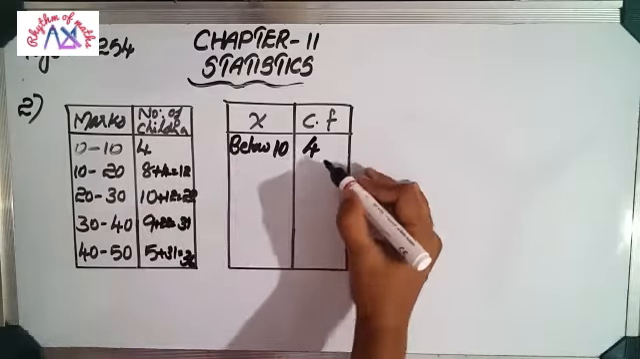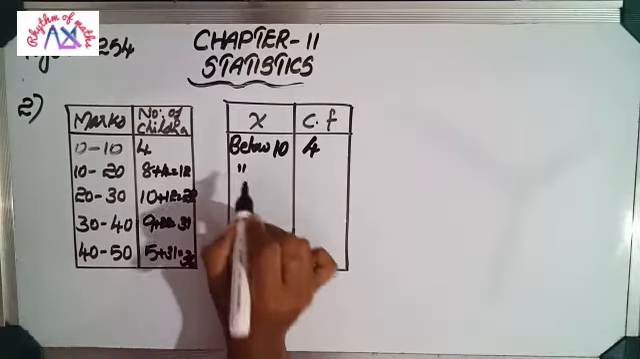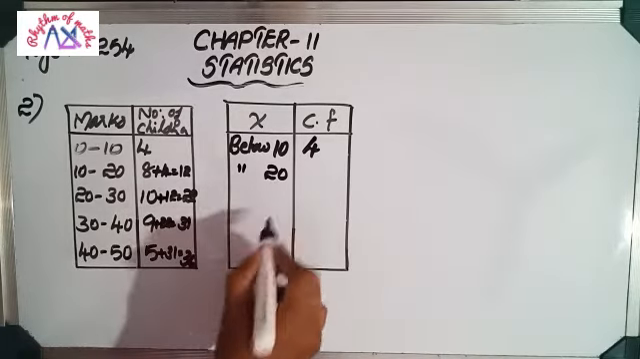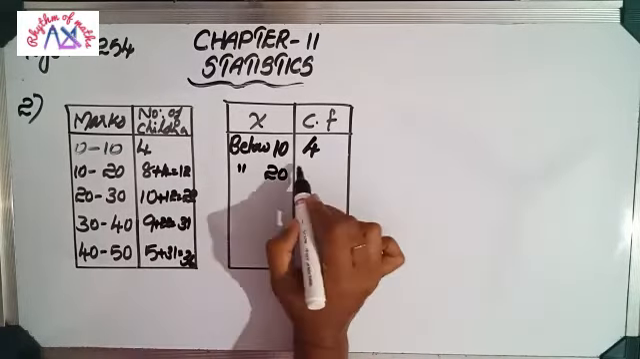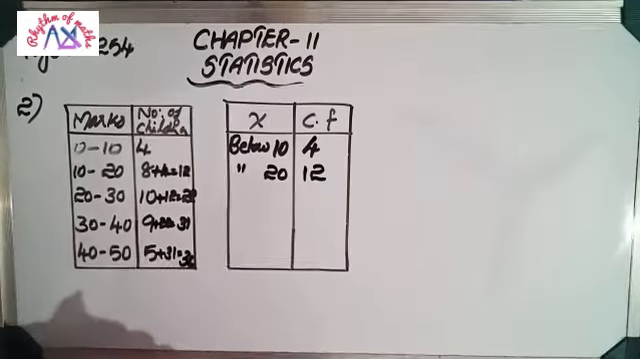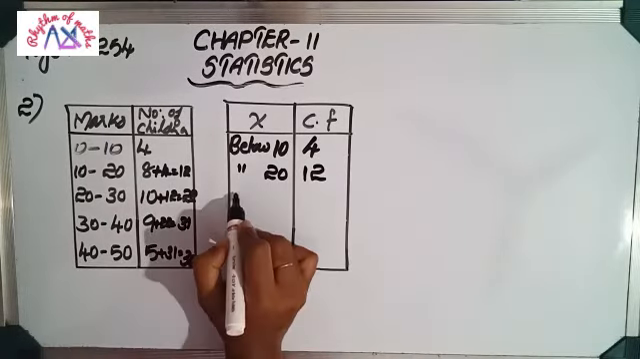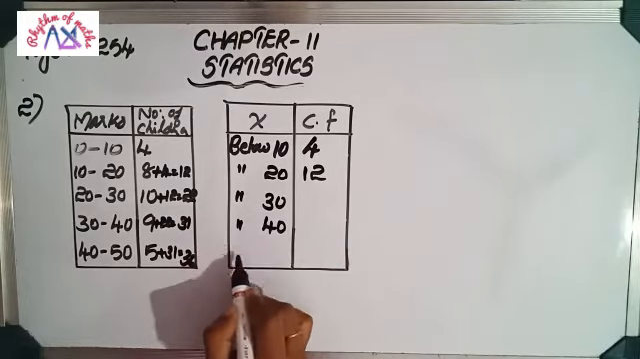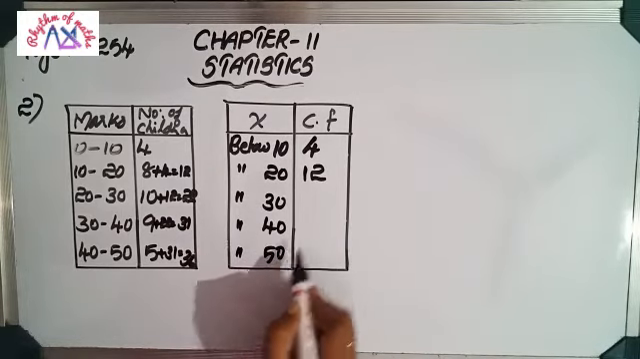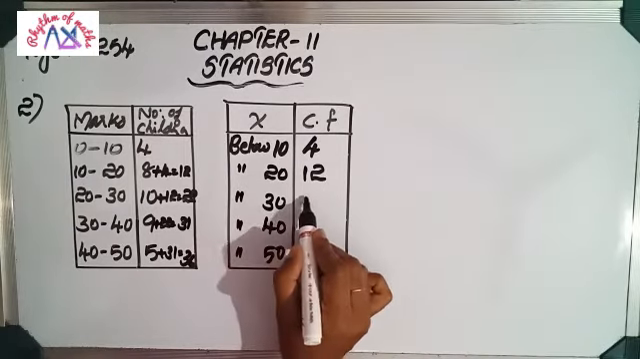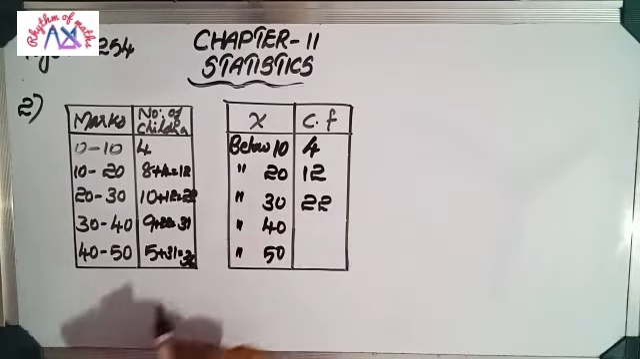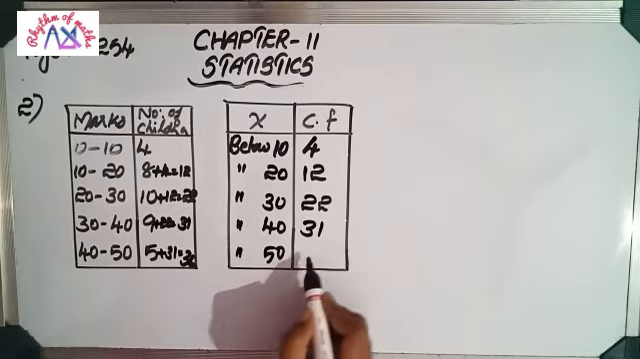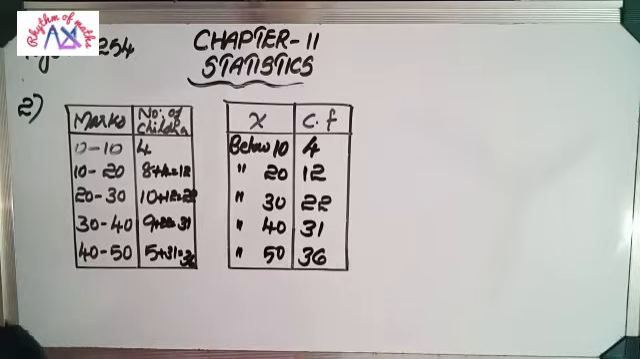So below 10 marks scored by 4 students. Then below 20 marks scored by how many students? Below 20 means below 10 is also included in below 20. That's why a total of 12 students score below 20 marks. Then below 30, below 40, then below 50. So here below 30, a total of 22 students score below 30. Then below 40, a total of 31 students score. Below 50 scored by 36 students.